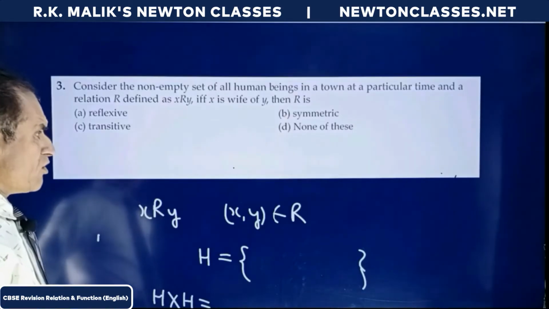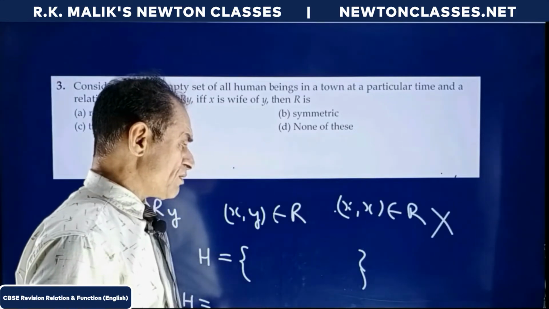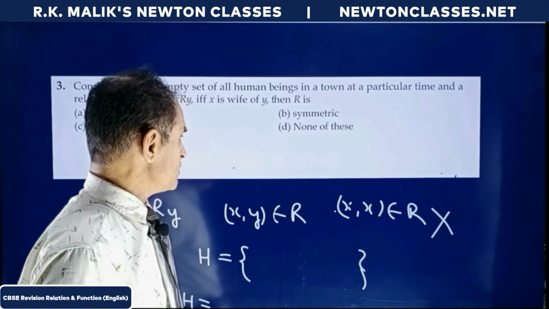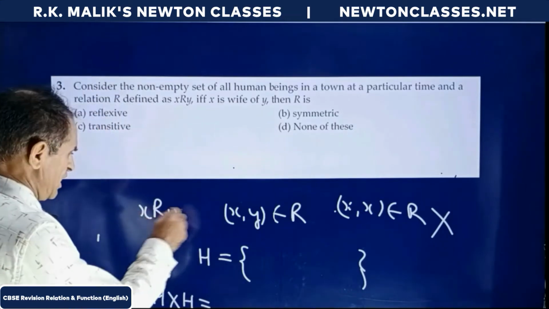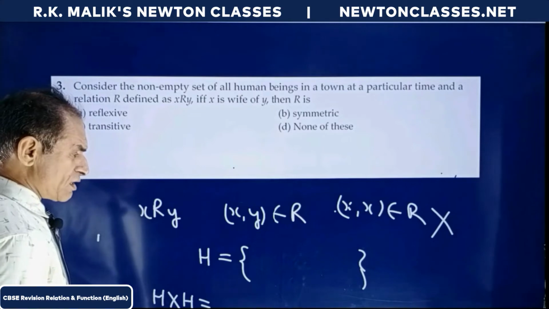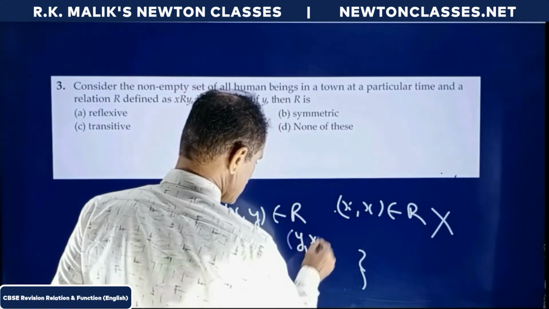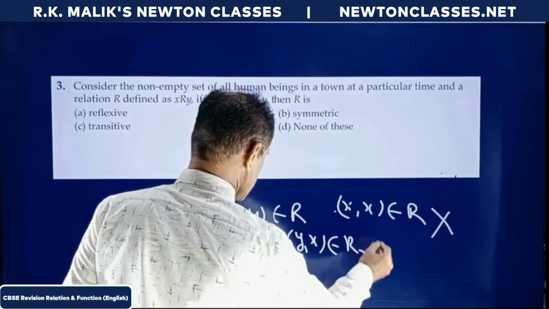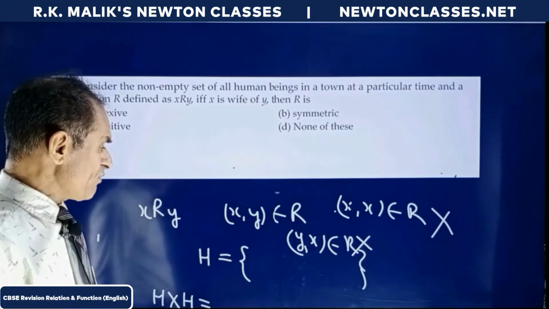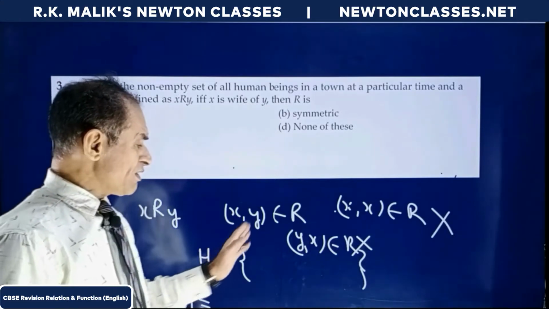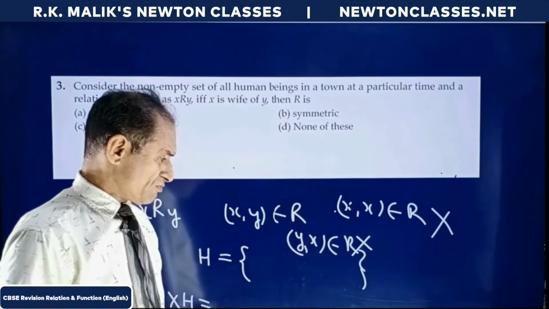The relation R cannot be reflexive, because nobody can be wife of himself. Second, is it symmetric? If (X, Y) belongs to R, then (Y, X) belongs to R is never true, because if X is wife of Y, Y will not be wife of X, because Y is male and X is female.